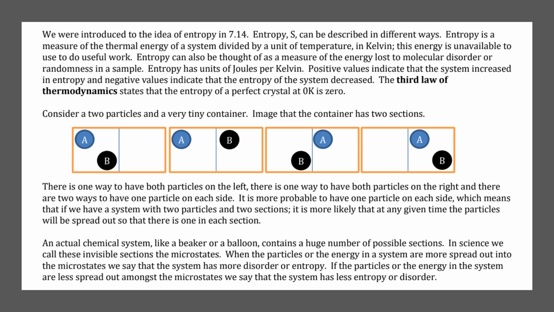Positive values indicate that the system increased in entropy, while negative values tell you that the entropy decreased. So a positive value means you're increasing entropy. If you get a negative value for entropy, that means it decreased in the system.